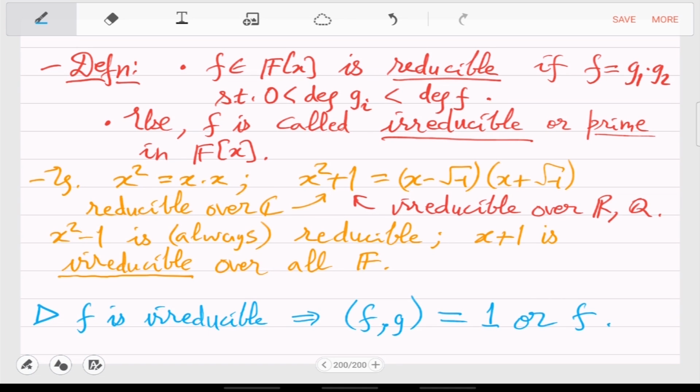So this is an important property of irreducibles. It follows directly from the definition. This is why it is exactly as primes in numbers. So the GCD has only two options for an irreducible. Otherwise, of course, this is not true if F was reducible.